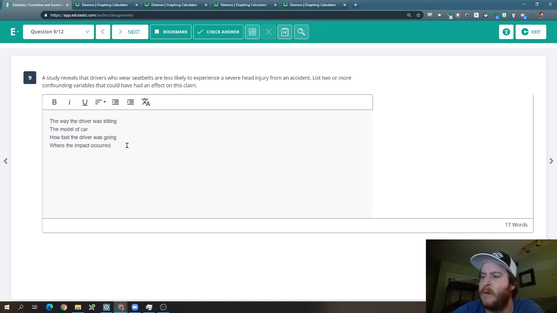Maybe whether the airbag went off, or even if there was an airbag, right? Some really older cars don't even have airbags. So those are all different confounding variables. And you might have another one, and that one is probably right as well if you think that it affected. So there are lots and lots of different answers here.